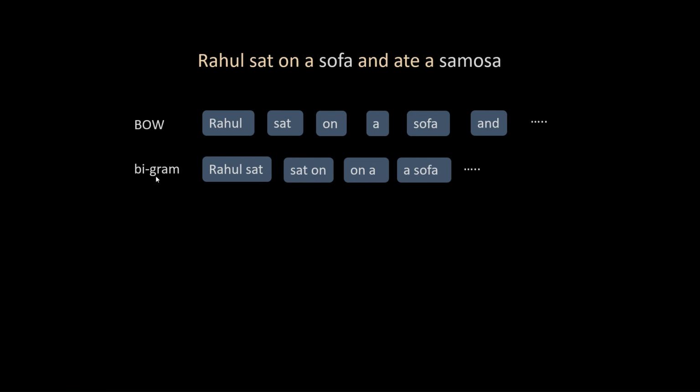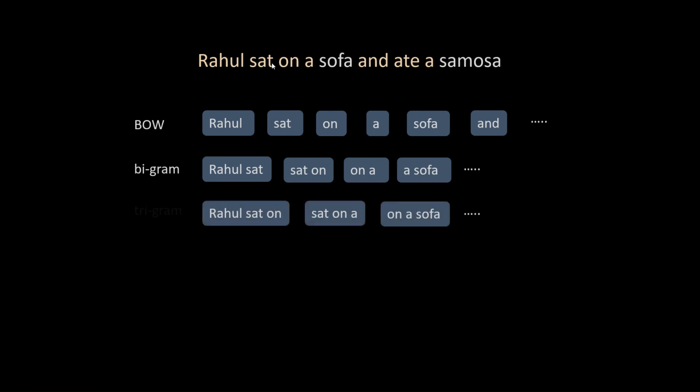Bigrams. If we consider three words at a time as a sliding window, then it is called the trigram notation: Rahul sat on, sat on a, on a sofa, and so on. This type of representation is called the n-gram representation of the sentences of the text. If this n value is equal to 1, that is called the unigram. Unigram is nothing but the bag of word representation.